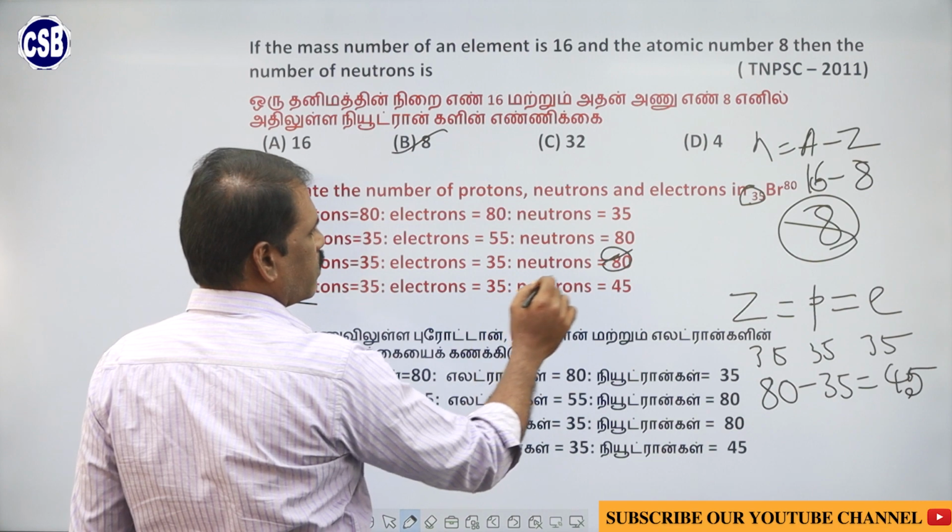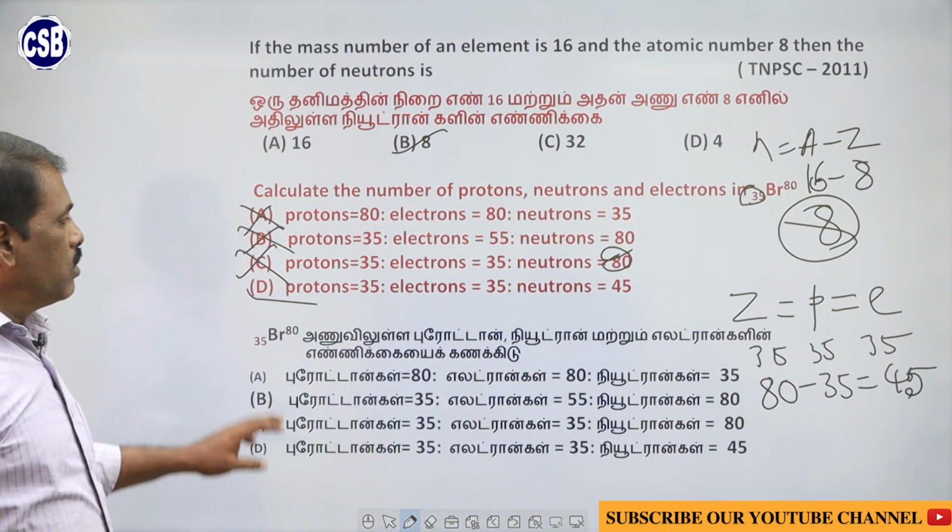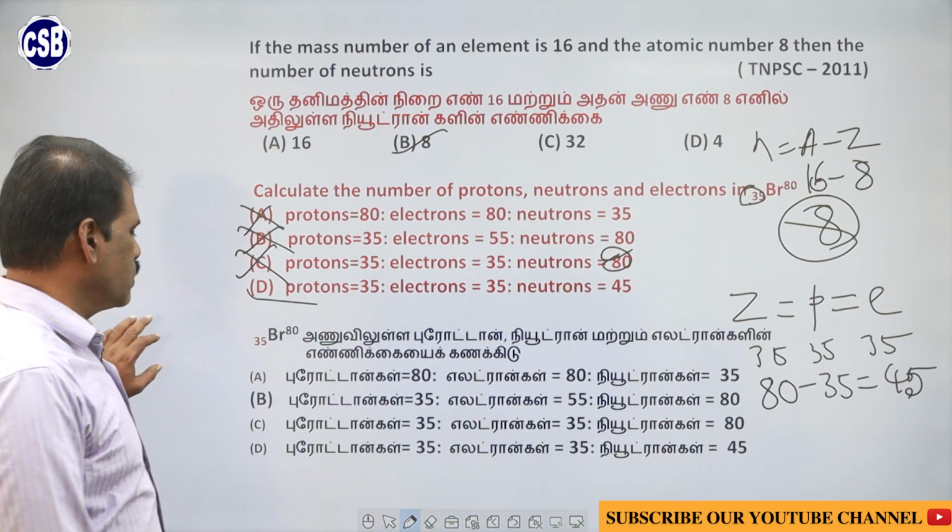So here 35, 45. Okay, so the answer is option D.